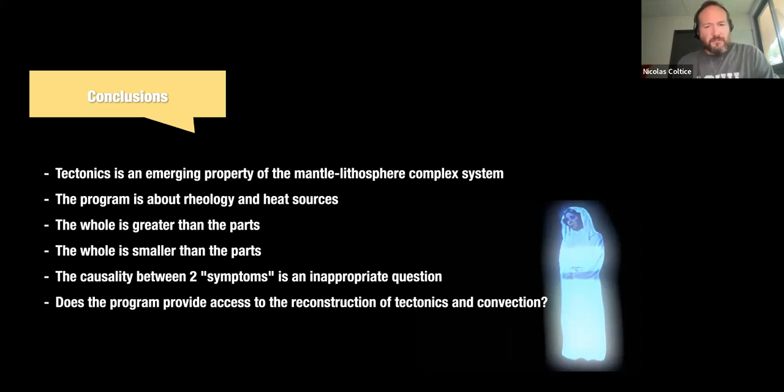So one question is, if we have a parameterization that is sufficient, is it possible then to use it to reconstruct the tectonics and convection together back in time and use a different reconstruction? So this is for the future.